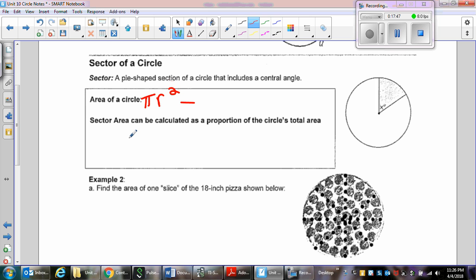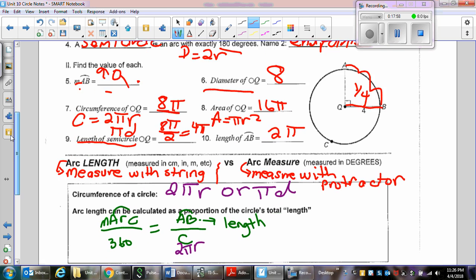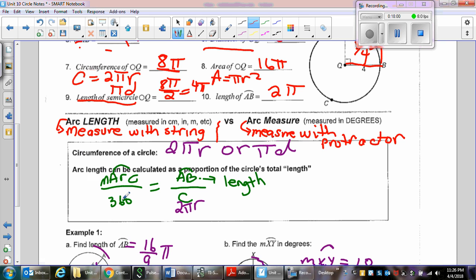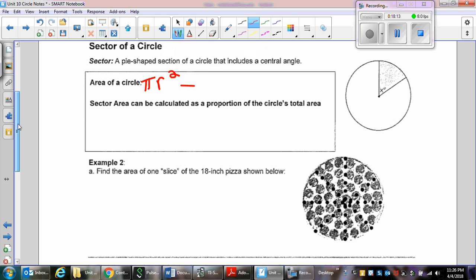The only difference is, if you guys remember, in the previous page, well, I jumped too many pages. When we did this, we said the measure of the arc over 360 equals AB over 2 pi r, right? Now, since I'm looking for the area, all I have to do is change it into pi radius squared. That's it. Everything is just going to be the same, okay?